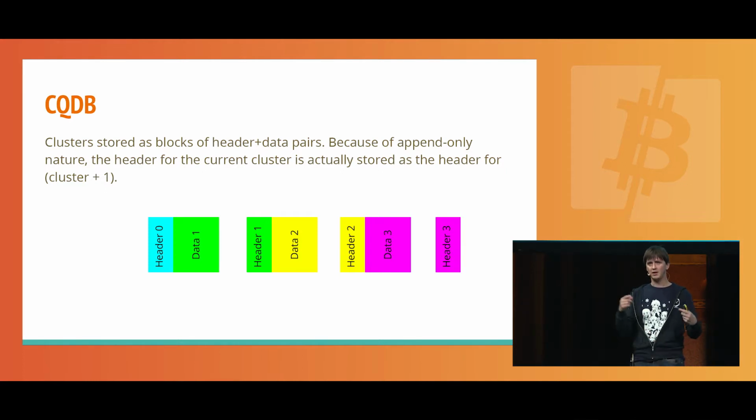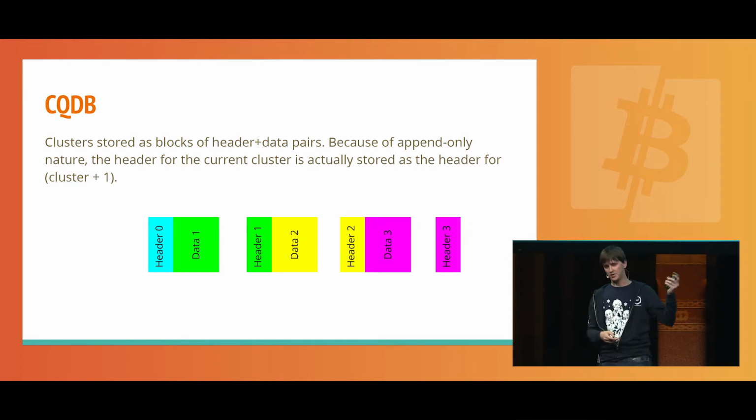So in order to keep some kind of reference to the inside of a cluster, like where is block X, you have to have a header, and the header is actually written into the next cluster here. So data 1 is written, as you can see, and then header 1 is in the next cluster, cluster 2. Then data 2 has its header in cluster 3, and so on. It's a little painful to implement, but this means you can just write once and never have to go and rewrite or recreate or do anything like that.